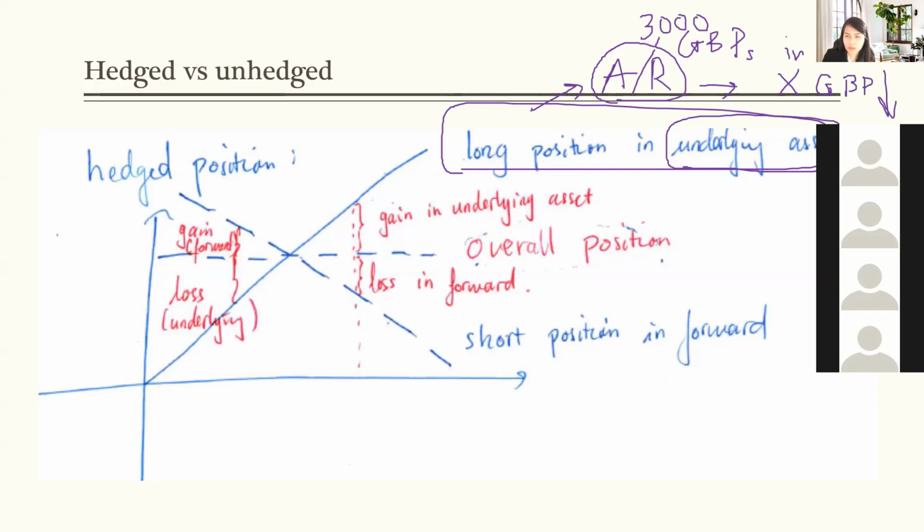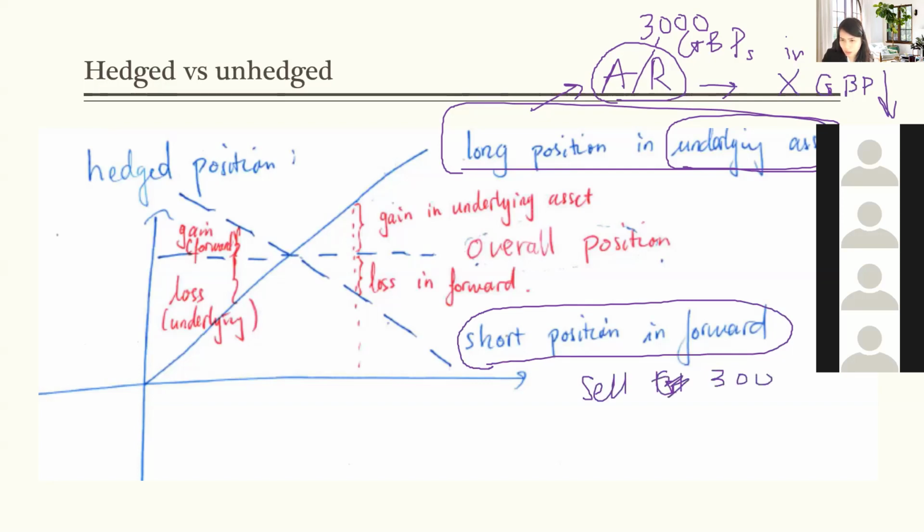So one of the ways to minimize any impact of exchange rate risk on our position, let's say we don't want to bear any exchange rate risk here, is that you can enter into a short position in the forward contract on the pounds. In other words, I'm going to be selling the pounds forward. To be exact, I want to sell 3,000 pounds forward by 3 months.